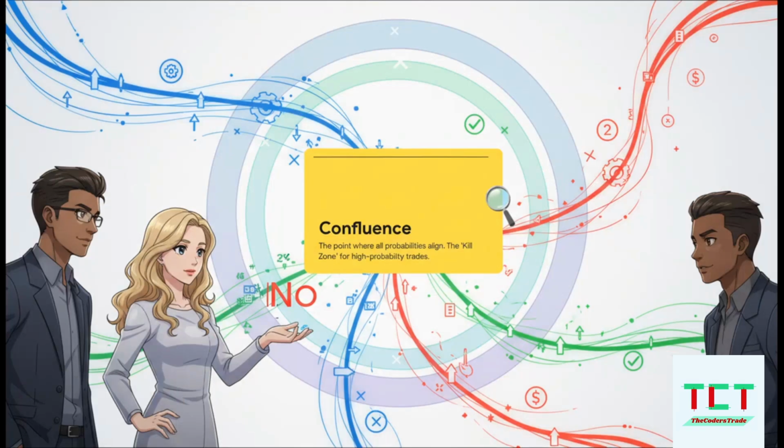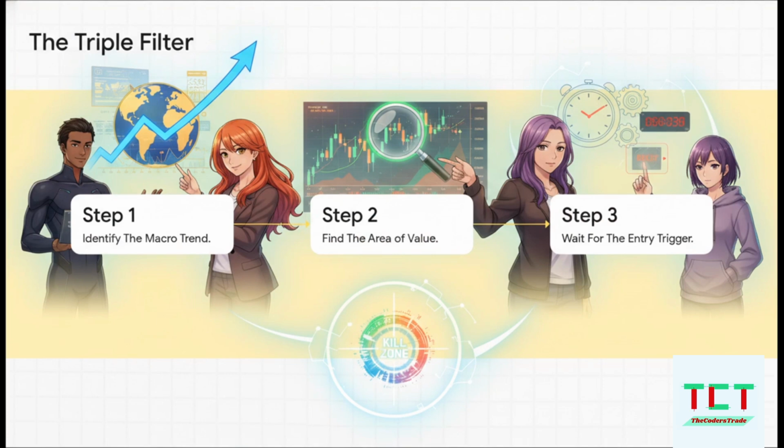This brings us to the core idea, what we call the kill zone. Confluence is that sweet spot where a bunch of different factors all line up perfectly, all screaming that this is a high probability trade. And with our triple filter, the rule is dead simple. If any one of the three filters says no, you don't take the trade. Period. End of story.